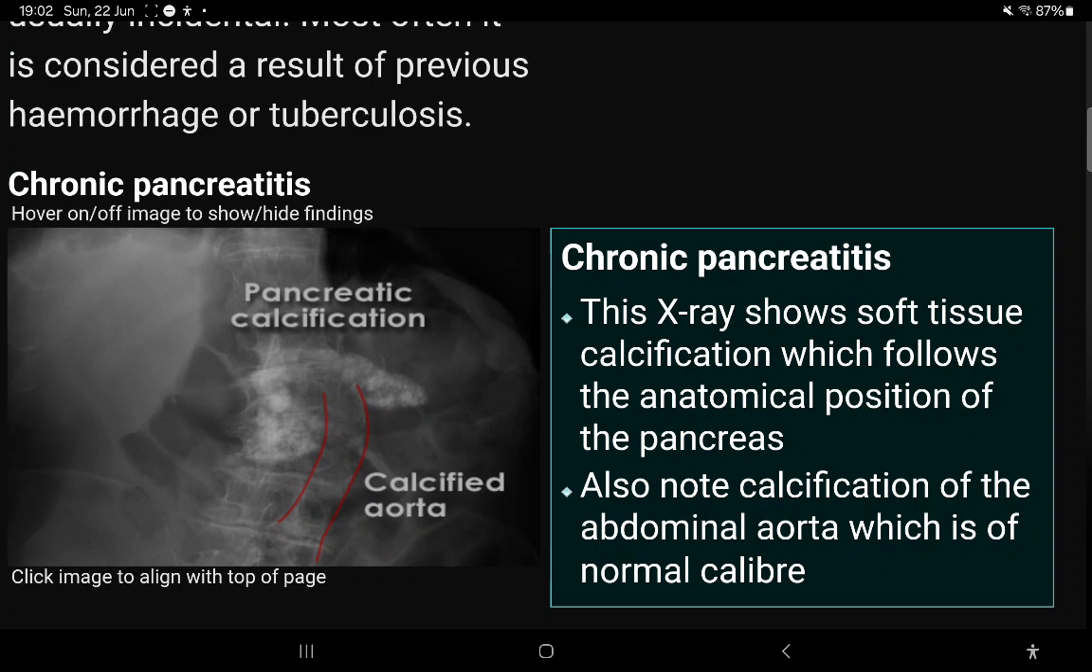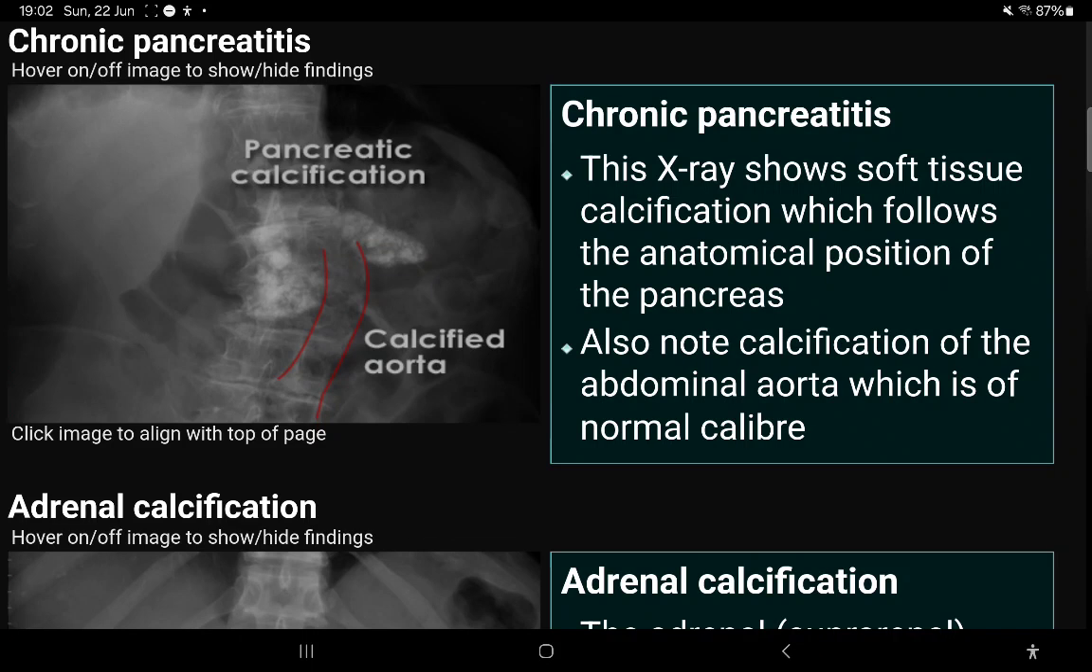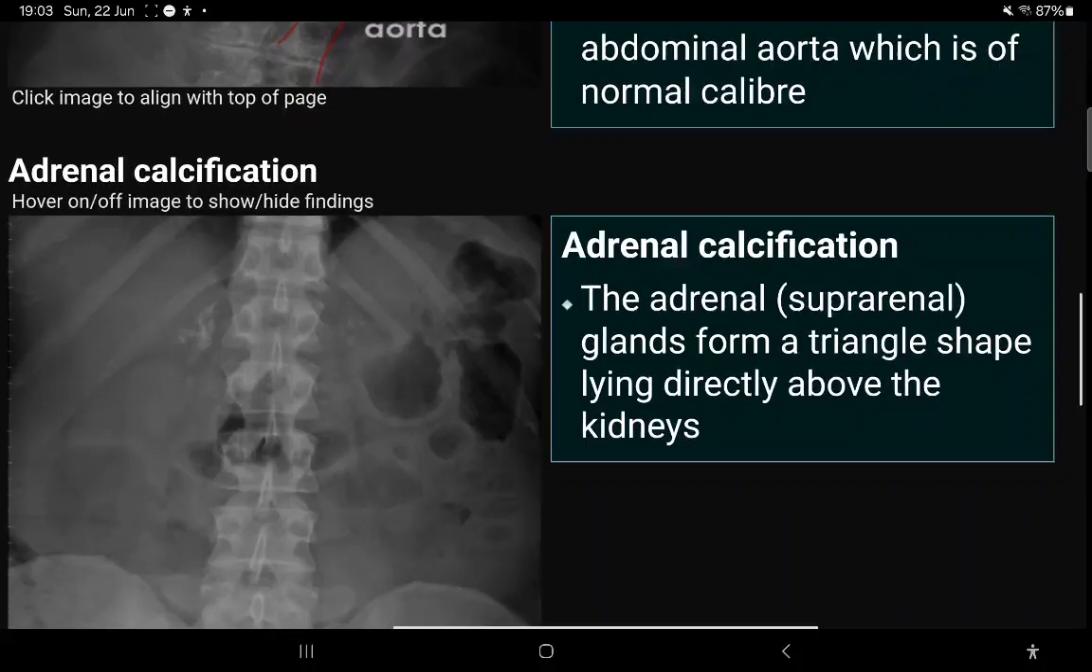Again, here the abdominal aorta with calcification, and this is with the lines drawn. Here the calcification within the pancreas and aorta. Moving to the next, adrenal calcification.